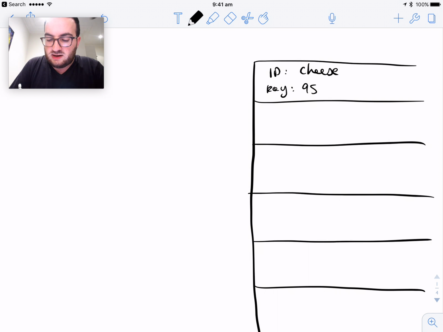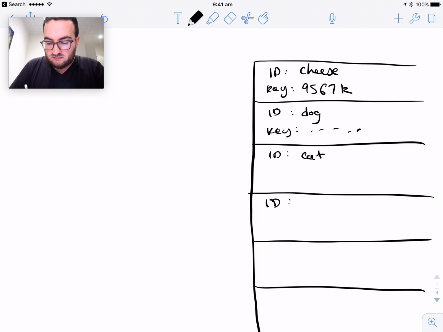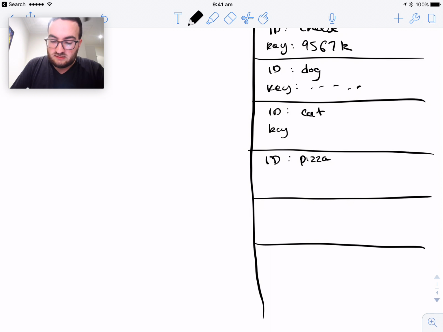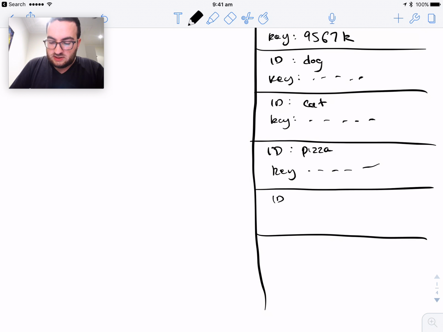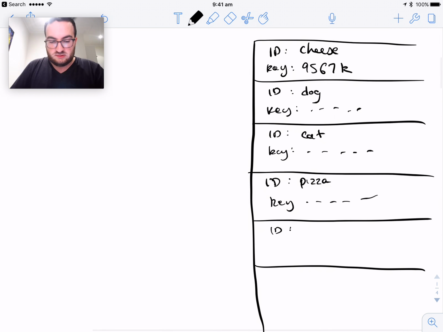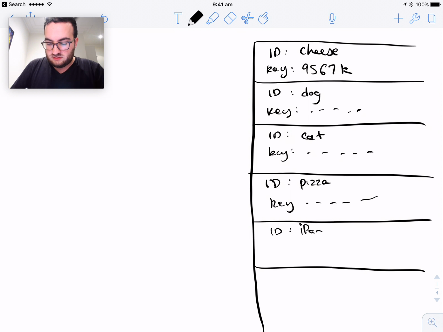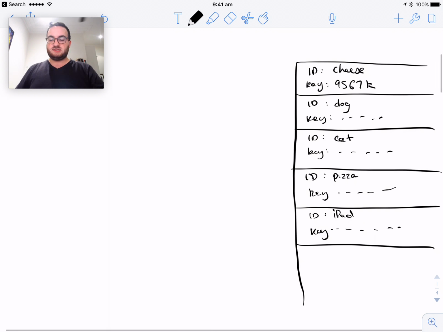So you get 9567K. The next one, you'll write an identifier, maybe dog, and then a key. The key will be like what keys normally look like. And you might have cat, and this one will be pizza. These need keys. Blah, blah, the key. ID, what one haven't we used? iPad, and then the key. And what you do is you generate these lists of all these things.